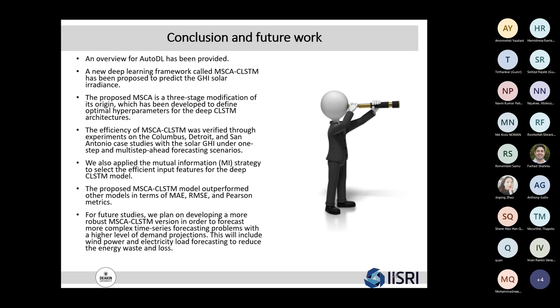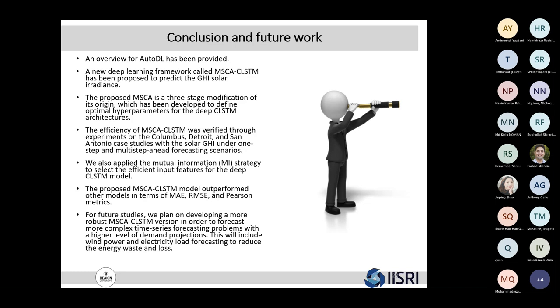First of all, I have provided an overview of AutoDL, what it is and its benefit for real problems, and a new deep learning framework called MSCA-CLSTM has been proposed to forecast the GHI solar irradiance. Our proposed model is a three-stage modification of its origin, the standard version of SCA, which has been developed to define optimal hyperparameters for our deep CLSTM architectures.